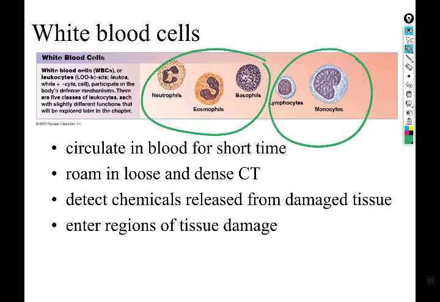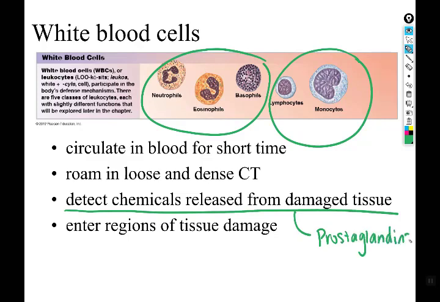So they roam around in loose and dense connective tissue. And they generally are attracted to chemicals released from damaged tissue. So things like prostaglandins and other substances that are cell signalers. So what they'll do is they'll leave the bloodstream where they sense these and other eicosanoids and go to that place where they're needed. So the chemical cue for them to arrive are the cell signaling molecules indicative of damage.